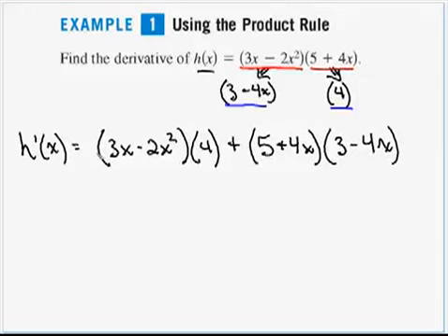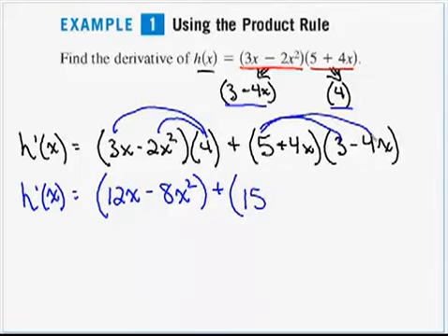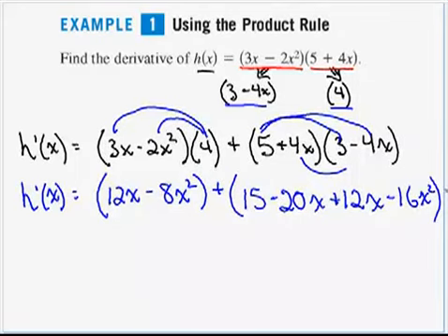So this is the derivative sort of in the raw form. What we can do is clean it up a little bit. We can distribute this 4 across the parentheses. We can FOIL this second term out and then collect up all our like terms. So I'm going to switch over to blue to start that. Let's see, distribute the 4 here. It looks like we're going to have a 12x minus 8x squared plus, and here we're going to FOIL this out. 5 times 3 is 15. 5 times minus 4x is minus 20x. And then our inner terms are going to give us a plus 12x and then a minus 16x squared.